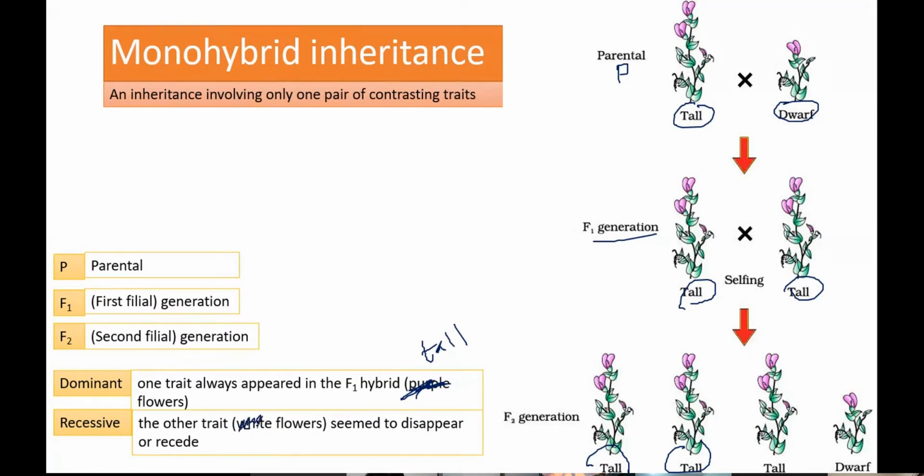Not white, but dark. Tall is dominant, recessive is short. Okay, any questions, students, about subtopic 19.1 Heredity? This is monohybrid inheritance. No more questions?